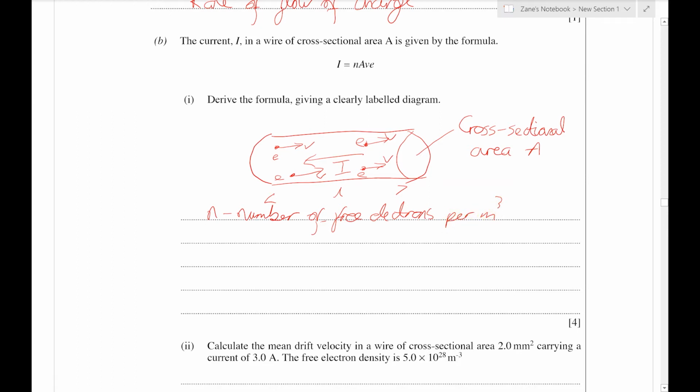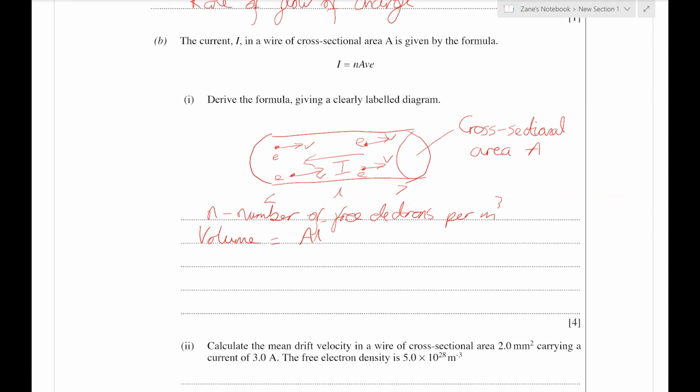The key to this derivation is to work out an expression for charge, because current, as we've already defined, is rate of flow of charge. So the first thing that we're going to do is work out the volume of this particular sample, and the volume is the cross-sectional area times the length. Now inside that volume we're going to work out how many free electrons there are. So if there are n free electrons in 1 meter cubed, there would be 2n free electrons in 2 meters cubed. So the total number of free electrons in AL meters cubed will be AL times little n.